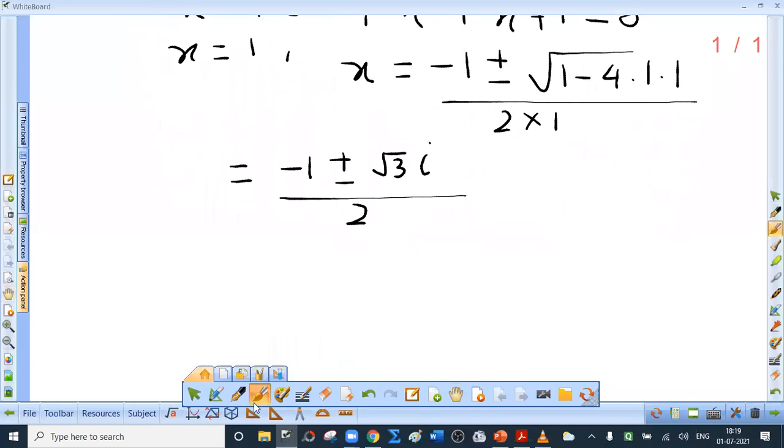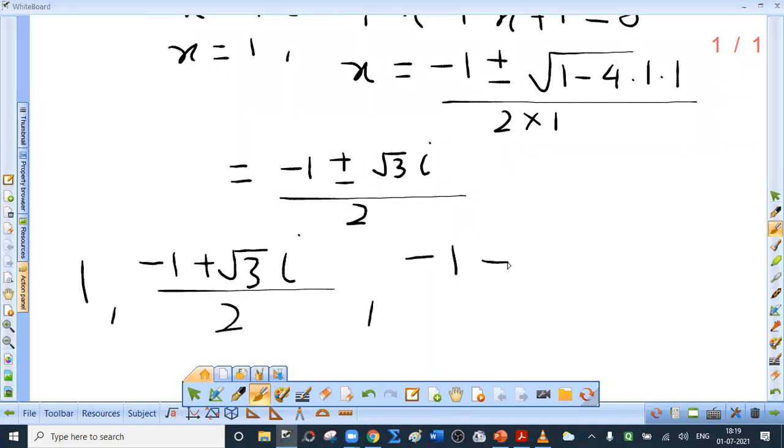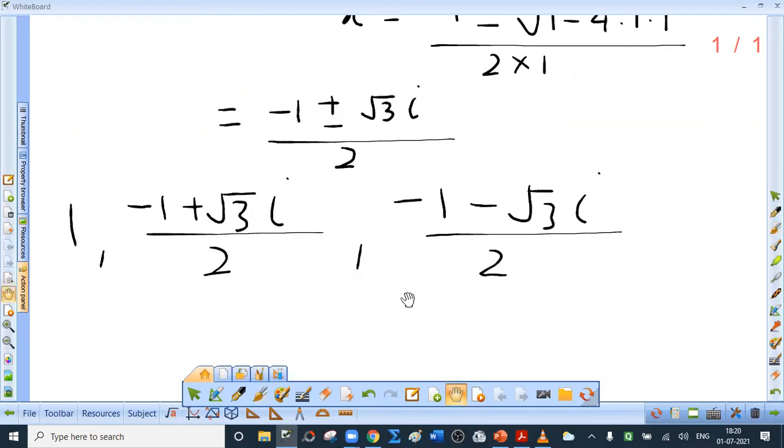So can I say that cube roots of unity are 1, minus 1 plus root 3i upon 2, this is very interesting, and then minus 1 minus root 3i upon 2. So these are the three cube roots of unity. Clearly, one root is real and the remaining two are complex conjugates of each other.